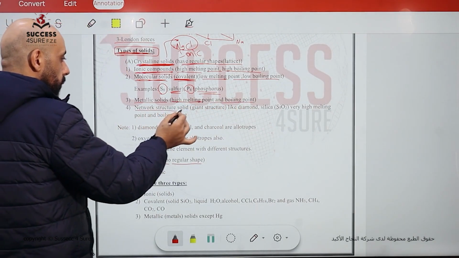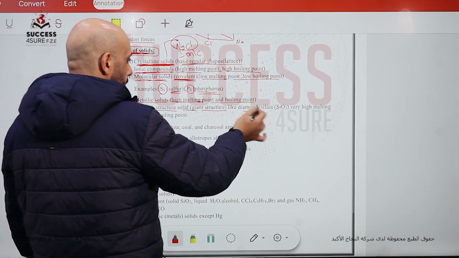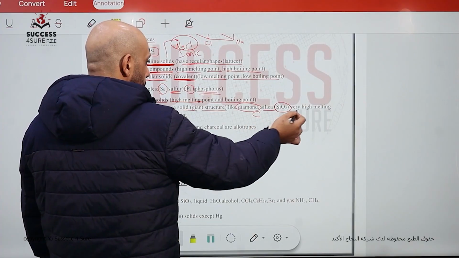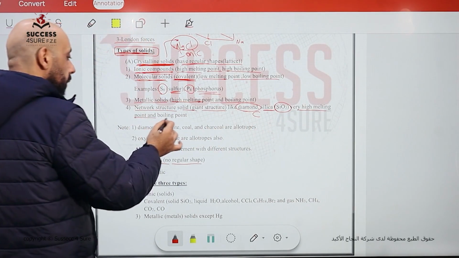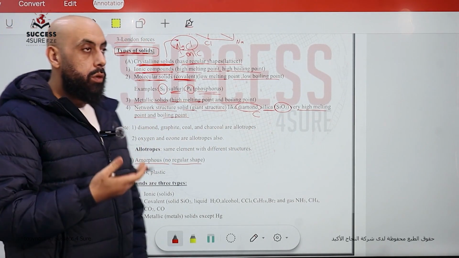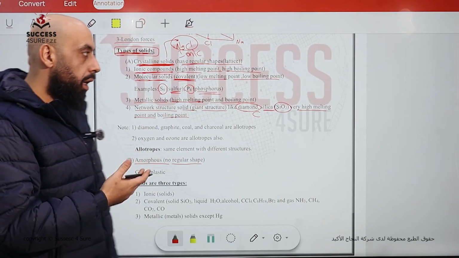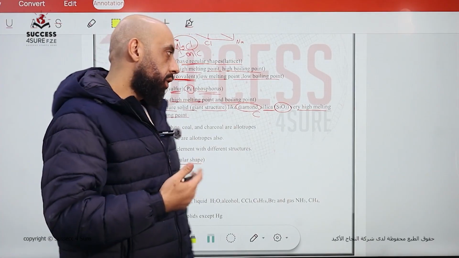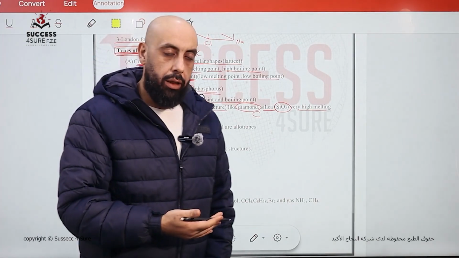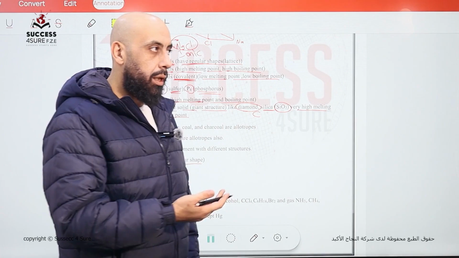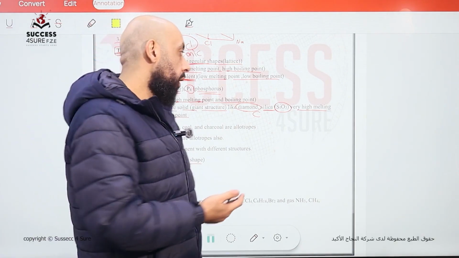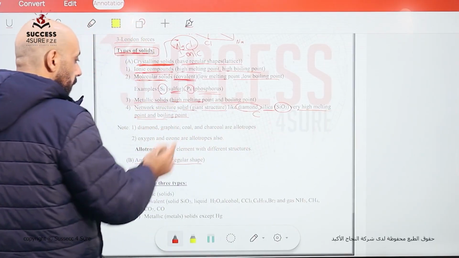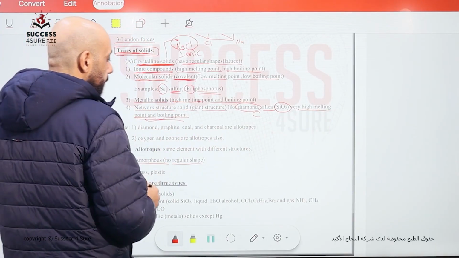And the last one is the network structure, which means a giant structure like diamond, which is formed of carbon, or like SiO2, which is glass, and they have very high melting points and boiling points. So we consider the network structure to be the hardest structure to scratch, like diamond. Diamond scratches anything, but nothing else can scratch the diamond. So diamond can cut anything, and nothing else can cut the diamond. Why? Because they have a high melting point and a high boiling point.